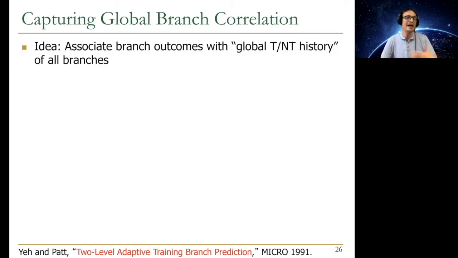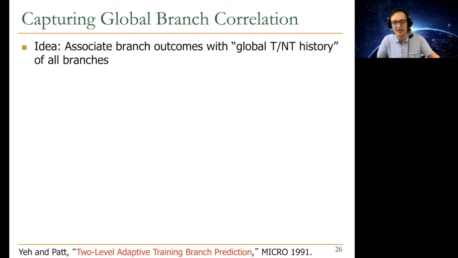Okay, so how do we capture this, basically? Hopefully, now you're motivated. This paper by Yeh and Patt introduced the idea of global branch correlation and how to capture it, essentially. Basically, the idea is very simple. We have a history of branches, a history register, and we associate branch outcomes with the global taken and not taken history of all branches that we have seen.